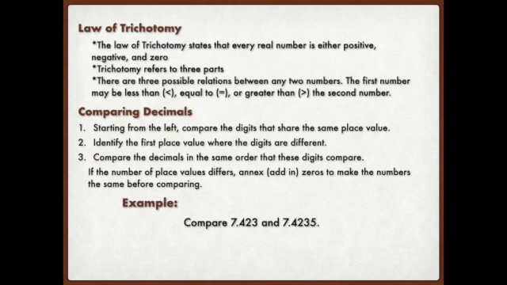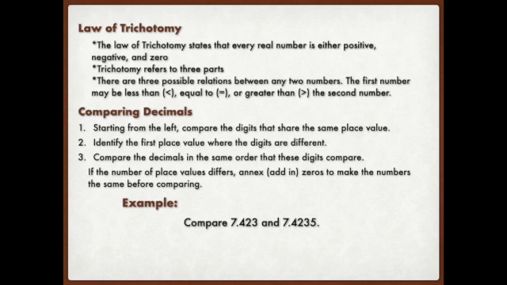We look at the left. To the left of the decimal, it's the same. Then we look to the right of the decimal. 4 and 4, the same. 2 and 2, the same. 3 and 3, the same. But where is it different? That second number has a 5. It has an extra number.